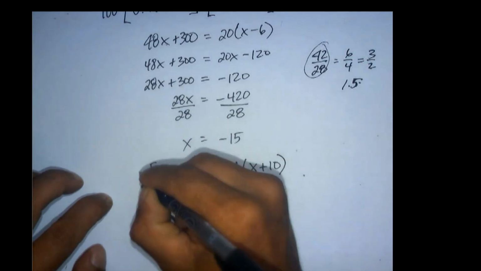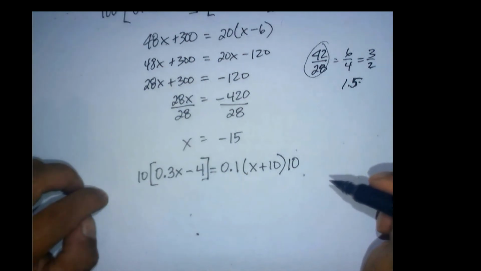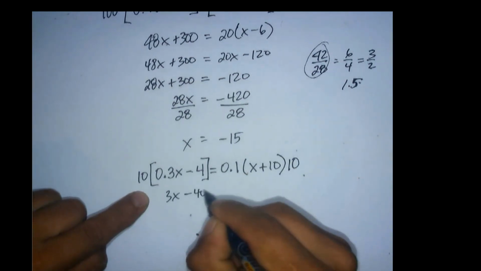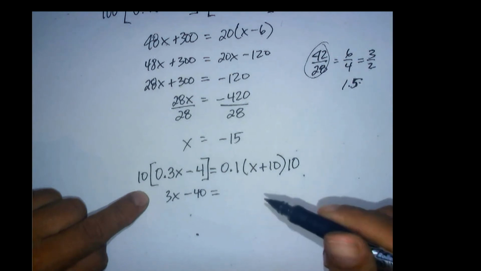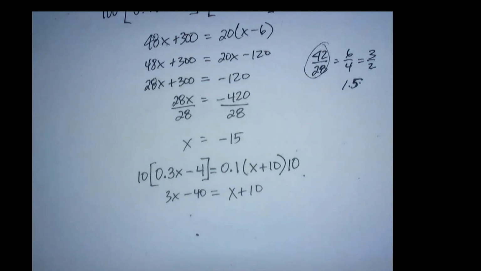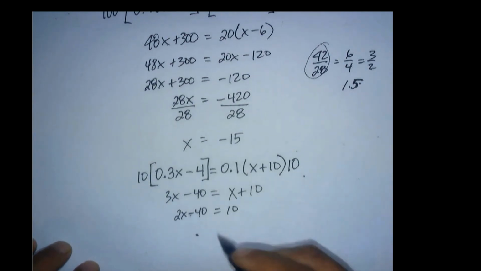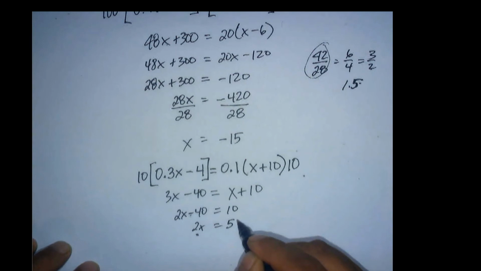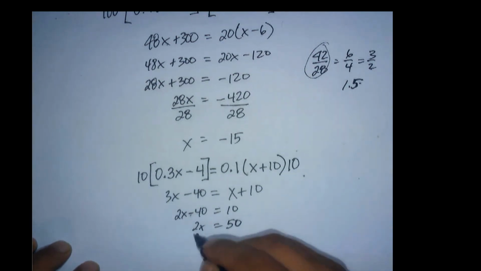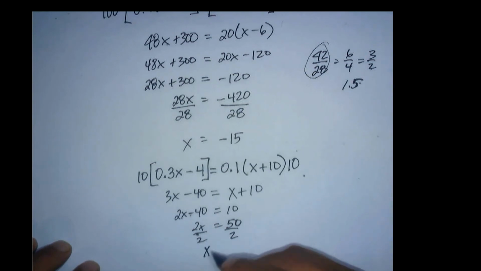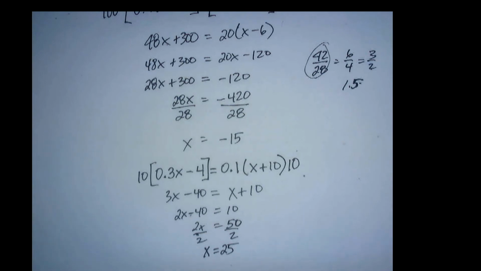So by 10, then we get 3x minus 40 equals 1 times x plus 10. Is that the same as 1x plus 10? Yes. Then we subtract x from each side. We get 2x minus 40 equals 10. And then we add 40 to each side where we get 2x equals 50. And then we divide each side by 2 where we get x equals 25. Everybody get that? X is 25.